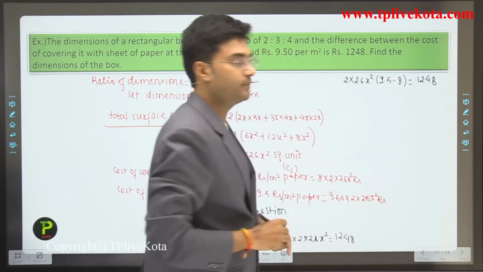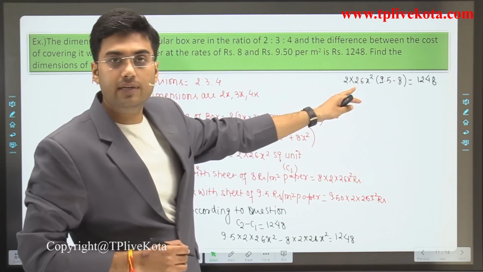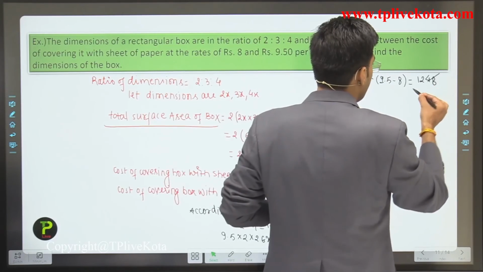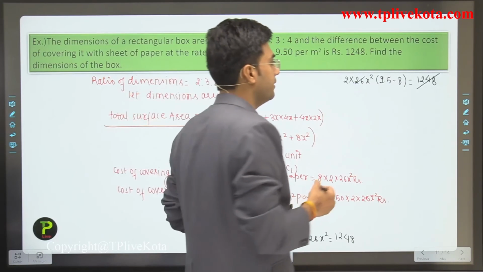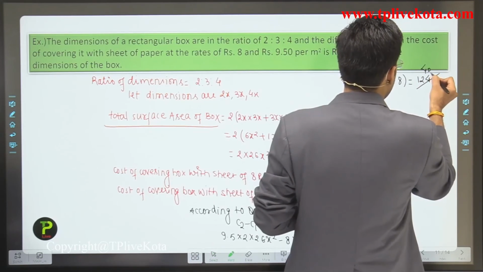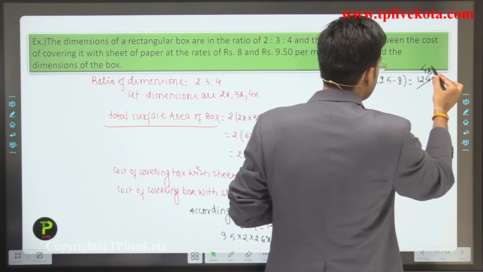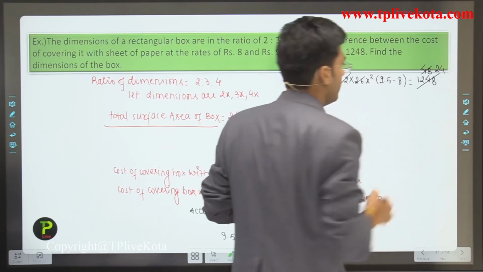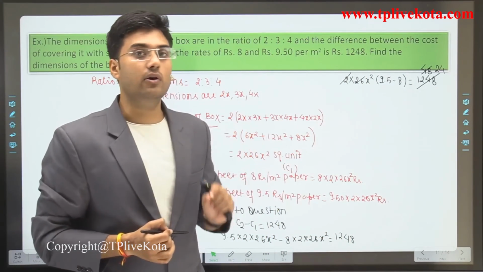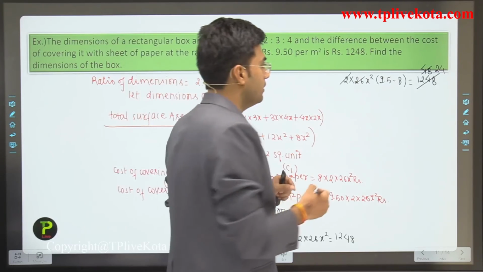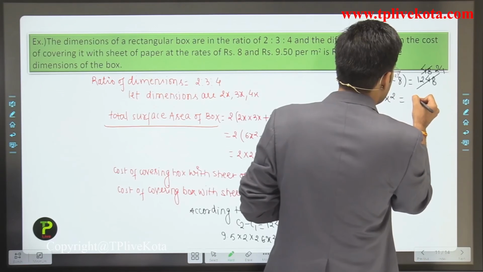Clear? And students, we can cancel this 1248 by this 26. When we divide 1248 by 26, what will we get? We will get 48. Clear? And we can cancel this 48 by this 2, 24 times. And 9.5 minus 8, what is it? It is 1.5. So 1.5 x square is equal to 24.